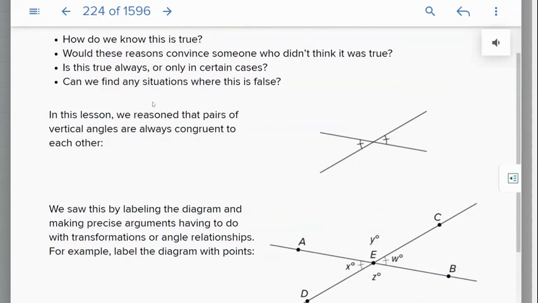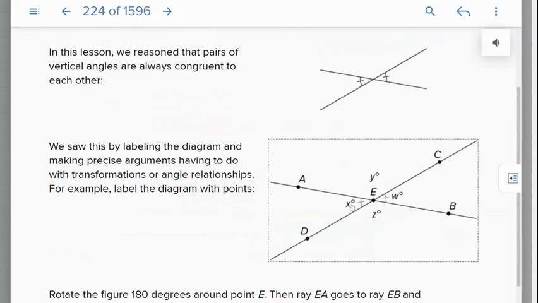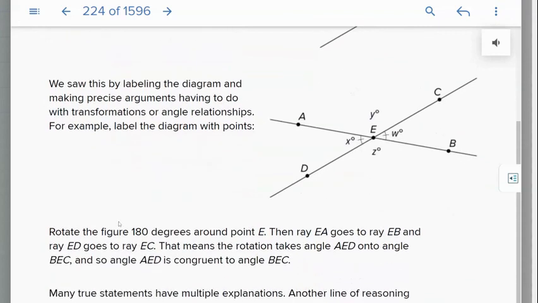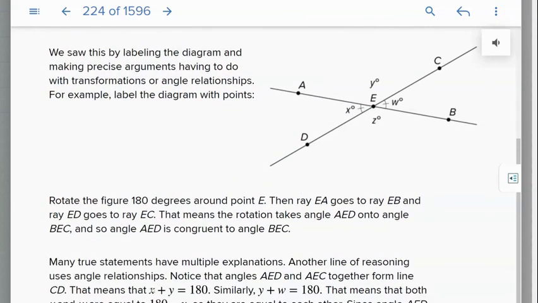So in this lesson, we reason that pairs of vertical angles are always congruent to each other. So angle X here is always going to be the same degree or measure as angle W here. Angle Z and angle Y are also going to be the same measure, no matter where AB and CD intersect one another. And that's again going with this idea that these two angles have to add up to 180 degrees.